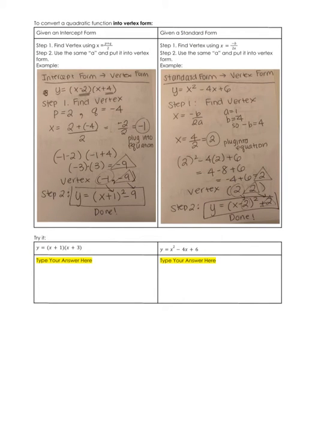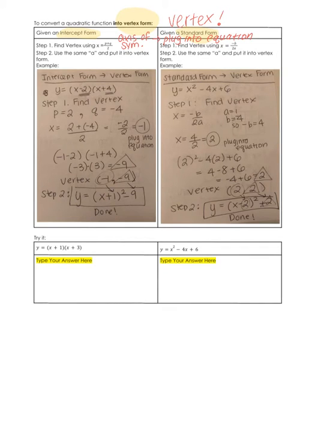Alright, this is the last page. What we're going to do here is change intercept form and standard form into vertex form. Just like in the name, the most important thing is to find the vertex. Do you remember how to find the vertex? There was a formula that we used to first find the axis of symmetry, and then you plug it into the equation to find the vertex.